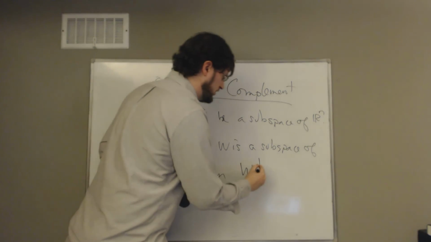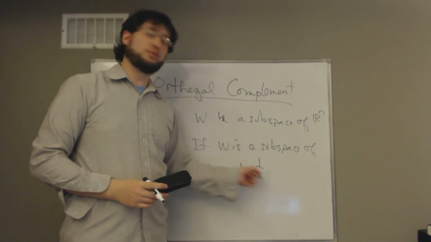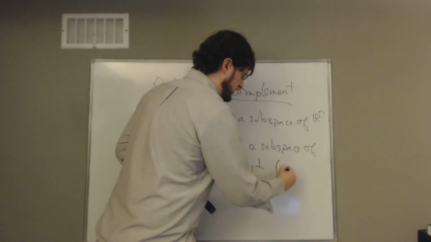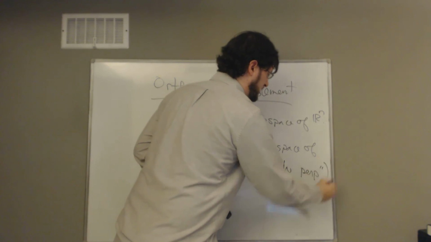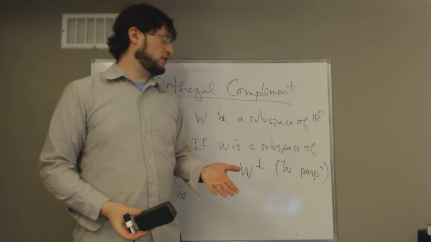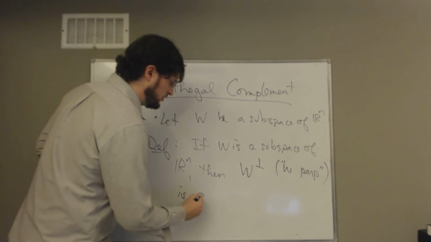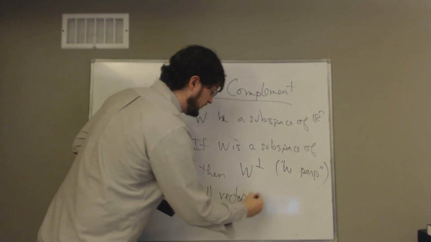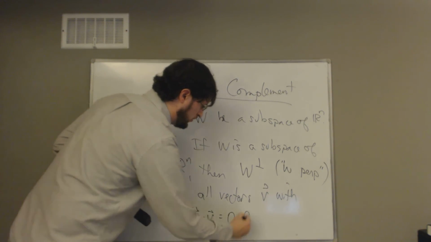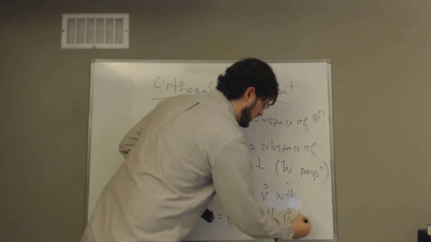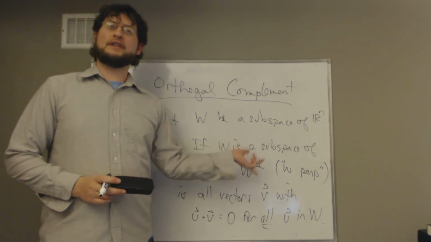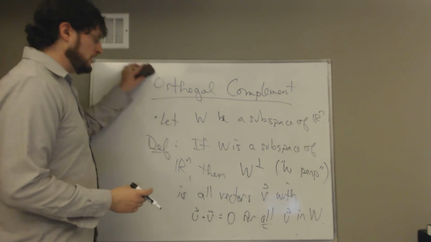then here's our notation. It's W with a superscript perpendicular symbol, and we say this W perp, for perpendicular. So W perp is all vectors which are perpendicular to everything that is in W. All vectors v with u dot v equals 0 for all u in W. So W perp is every vector which is perpendicular to everything which is in W.